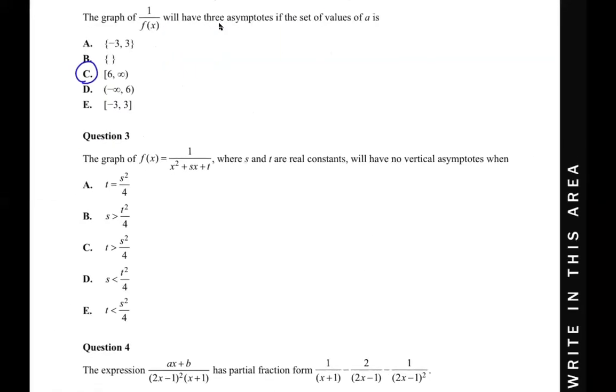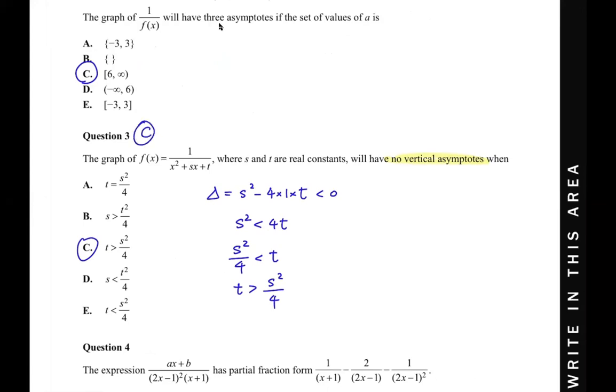Question 3, okay, reciprocal graph again. 1 over x squared plus sx plus t, no vertical asymptote. So the delta will be s squared minus 4 times 1 times t, which is less than 0. It gives no solution for the denominator. So now I have s squared less than 4t. T is greater than s squared over 4. So let's choose option C.